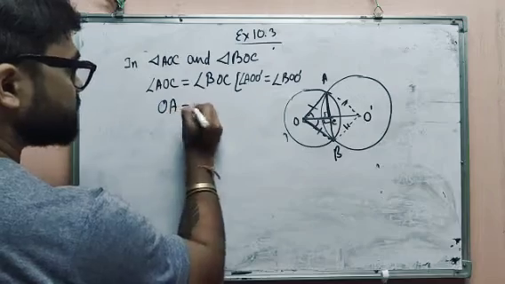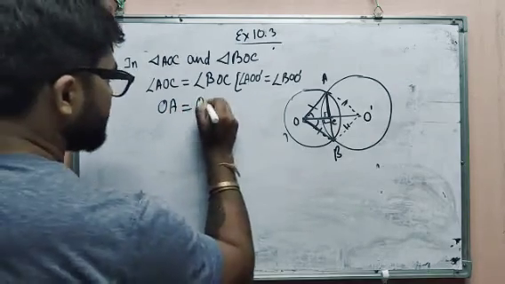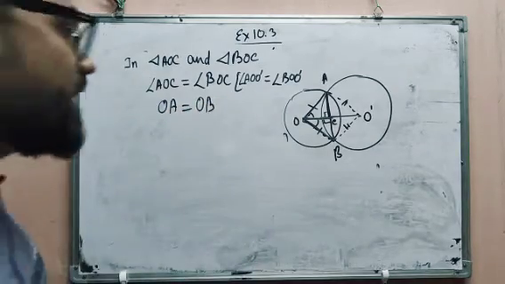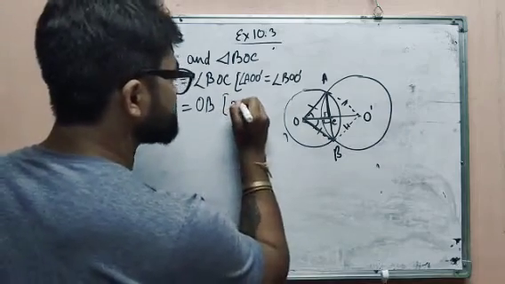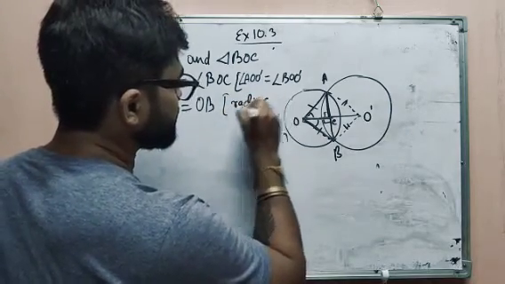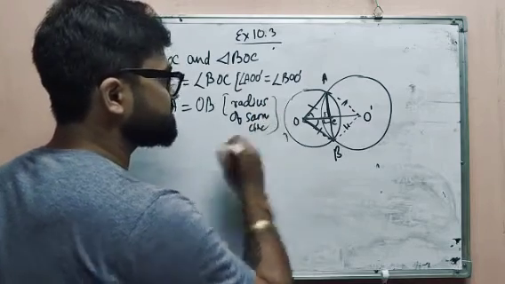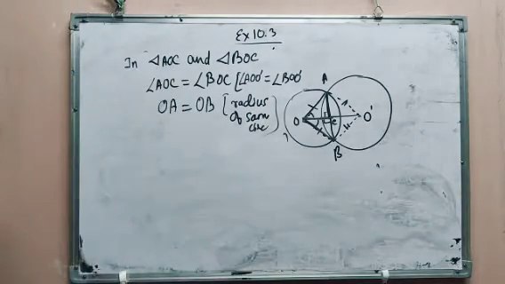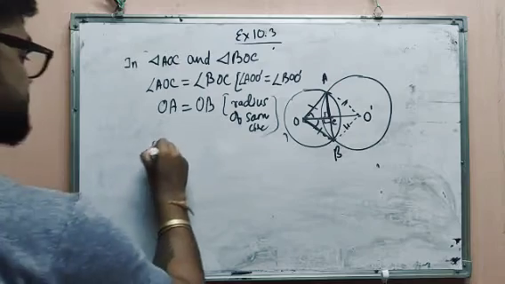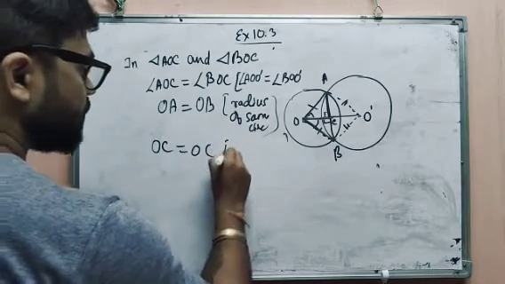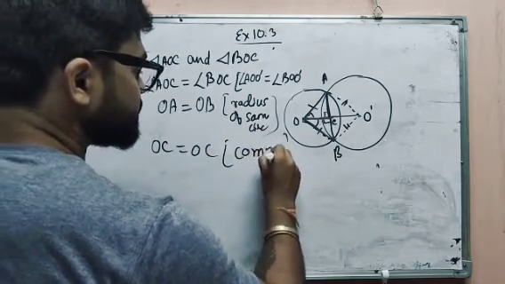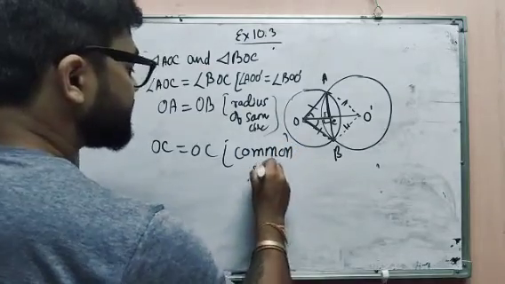Next, you can say OA equal to OB. Why is this happening? Because these are the radius of the same circle, so these two are equal. And lastly, you can say OC equal to OC, which is a common side.